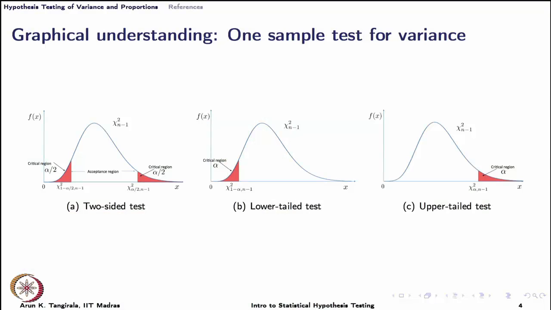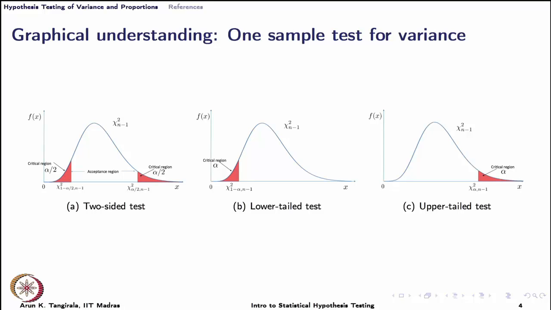Before we proceed with an example, it may be useful to go through this graphical illustration for the one sample test for variance. As we have just said, and have been discussing throughout this course, there are three possibilities for the alternative hypothesis. Sigma square not equal to the postulated value leads to the two sided test, sigma square less than the postulated value leads to the lower tail test, and then you have the upper tail test for sigma square greater than the postulated value as the alternative hypothesis.